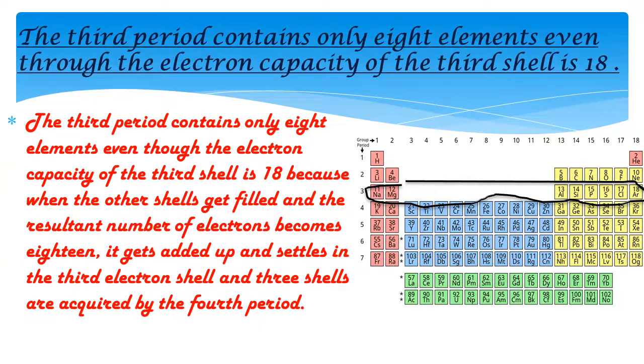So why is this so? So student, the third period contains only 8 elements even though the electron capacity of the third shell is 18, because when the outer shell gets filled and the resultant number of electrons becomes 18, it gets added up and settles in the third electron shell, and 3 shells are acquired by the fourth period. Alright, so that is why the third period contains only 8 elements even though the electron capacity of the third shell is 18.